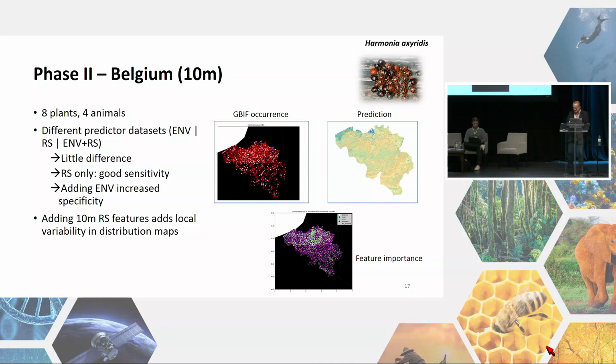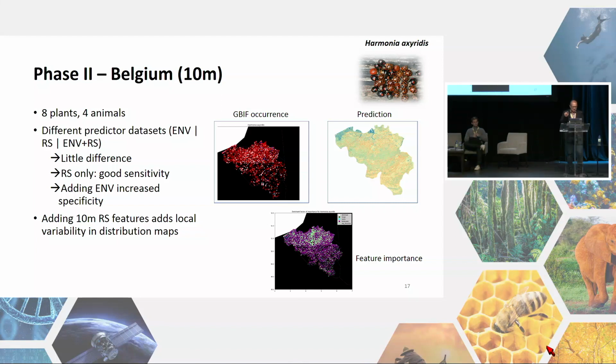I'm almost done with the presentation. So in the second phase, the project modeled a restricted set of invasive alien species, but at a higher spatial resolution, at 10 meters. This included 8 plants and 4 animal species, which were selected based also on the availability of in situ data in Belgium and on their impact in the country. And I must say that Belgium was chosen as a study area because of the large sampling density of observations from recent data collections.